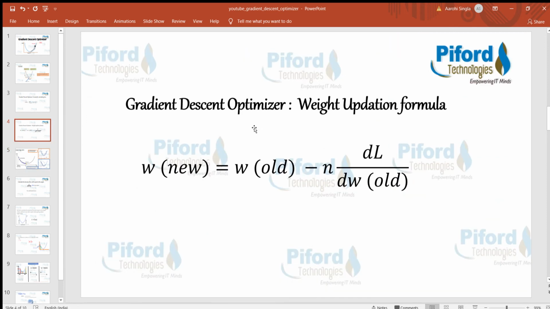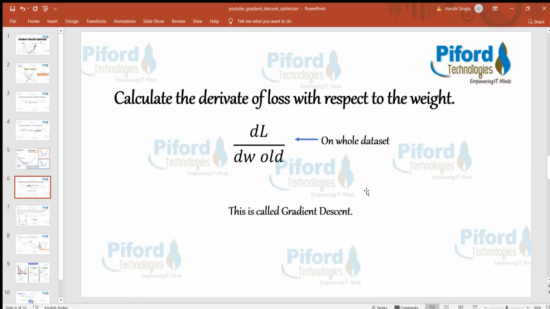So let's come back to this equation only, W old minus n dL by dW. This is the weight updation formula, meaning by using this formula we'll get a new weight value. Okay. So the dL by dW in this.